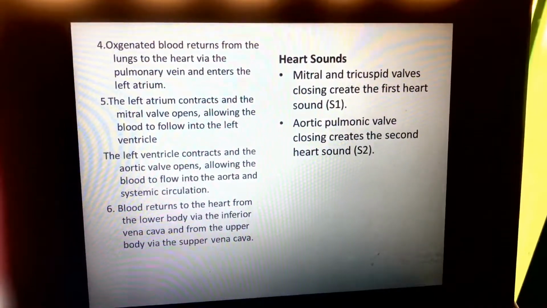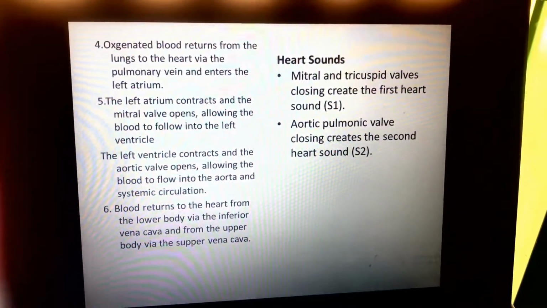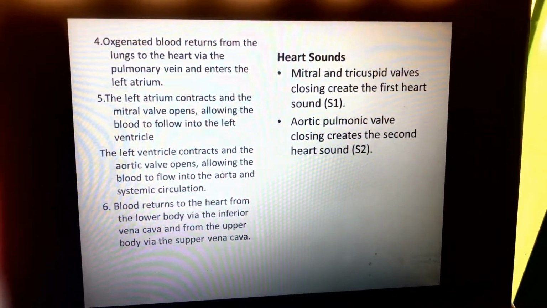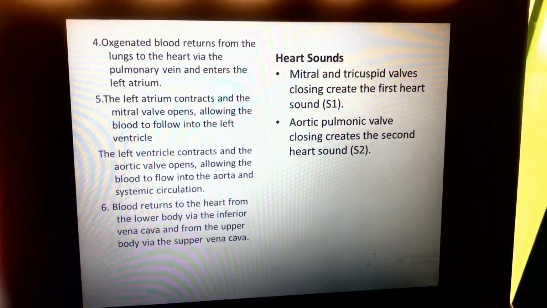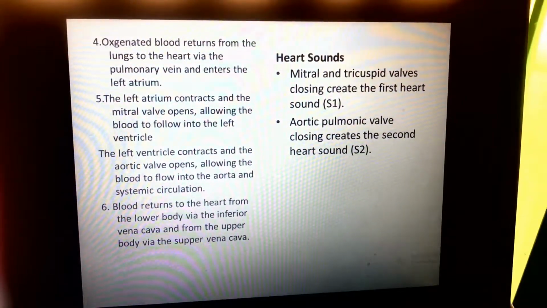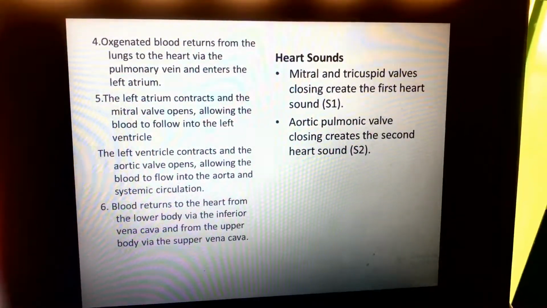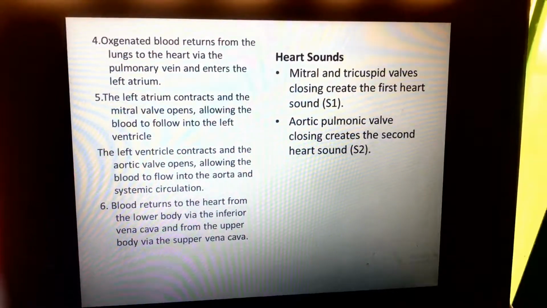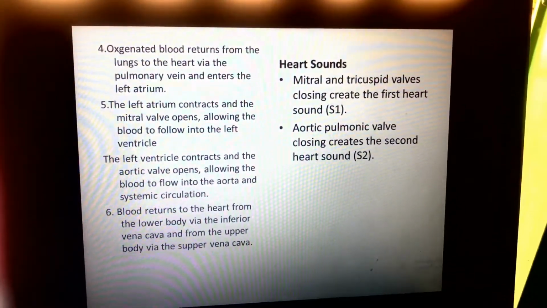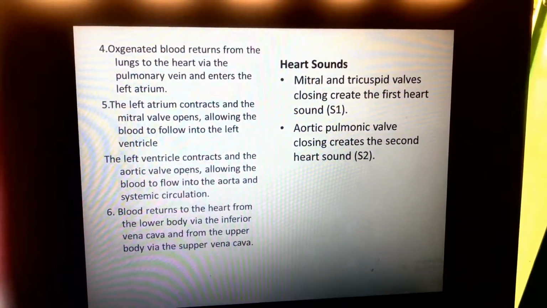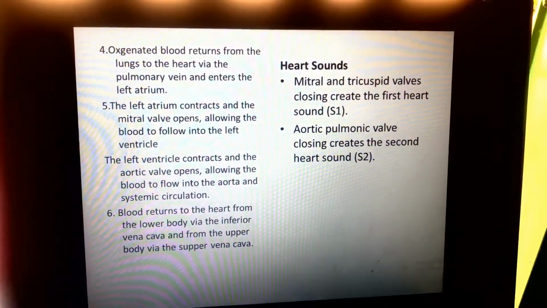Oxygenated blood returns from the lungs to the heart via the pulmonary vein and enters the left atrium. The left atrium contracts and the mitral valve opens, allowing the blood to flow into the left ventricle. The left ventricle contracts and the aortic valve opens, allowing the blood to flow into the aorta and systemic circulation.